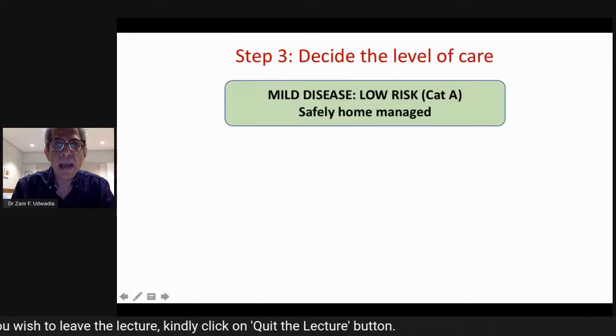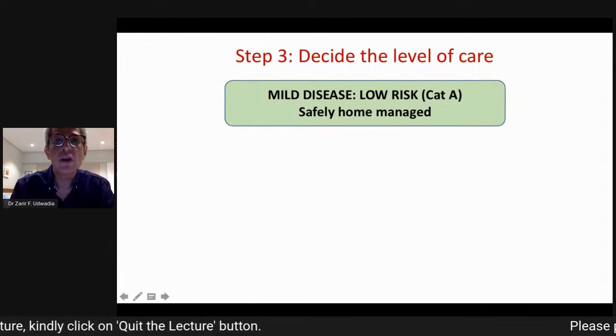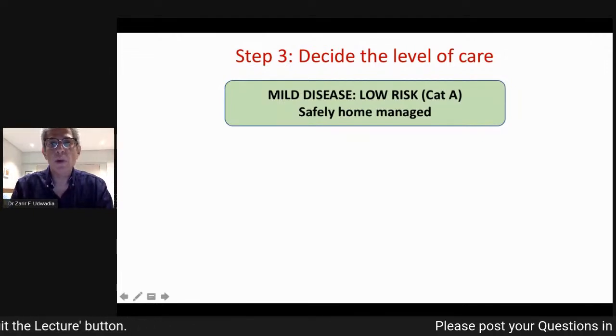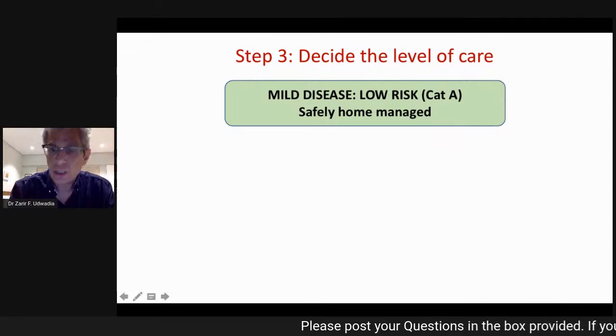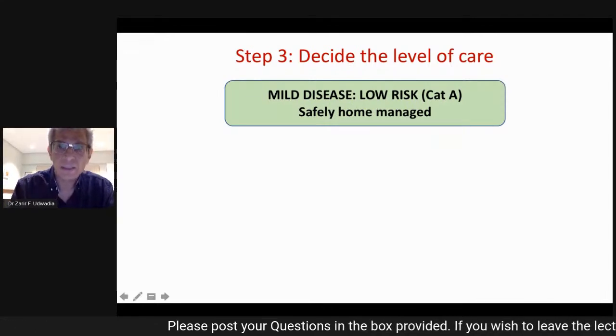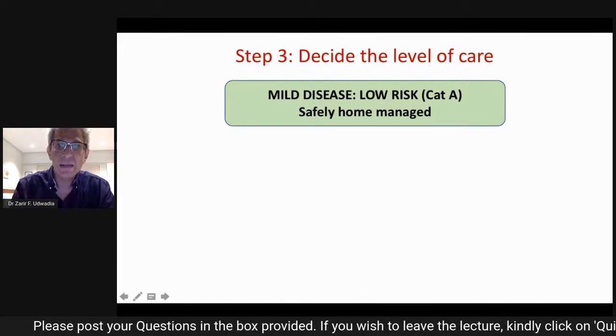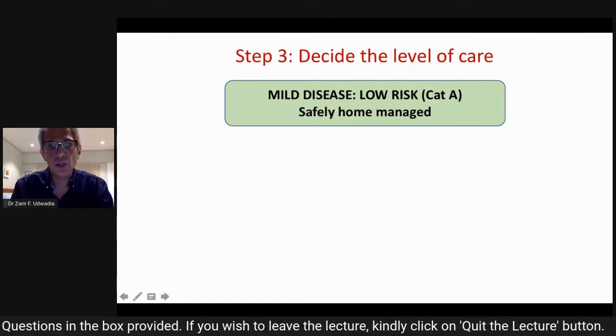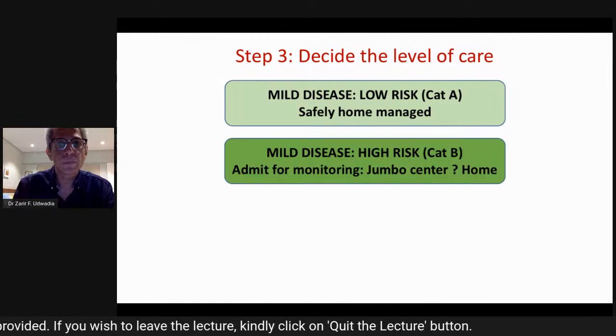And then combining these two, you decide the level of care. So for example, someone with mild disease and low risk of progression, no comorbid factors, I'd say category A, can be safely home managed 9 times out of 10.